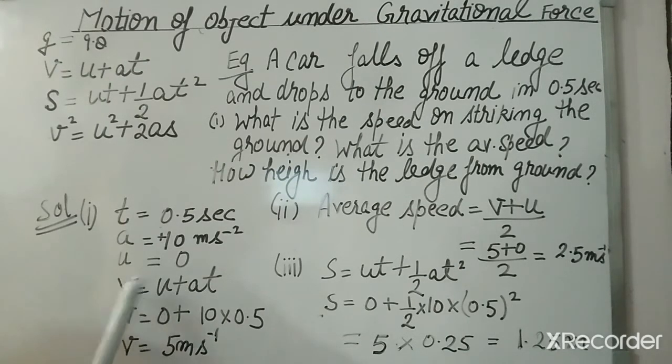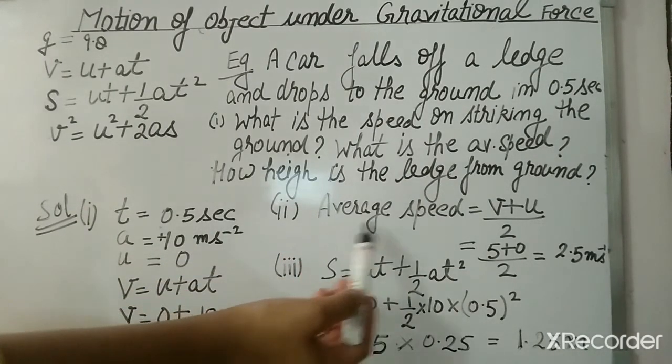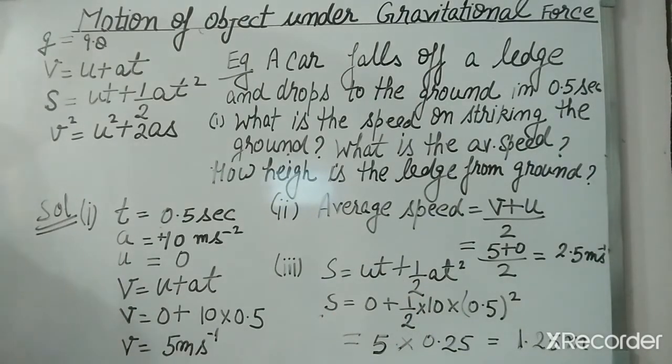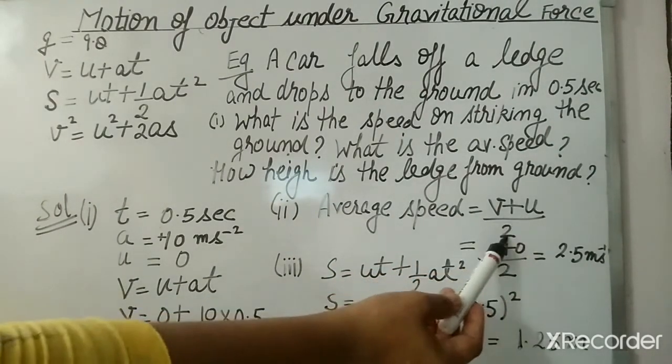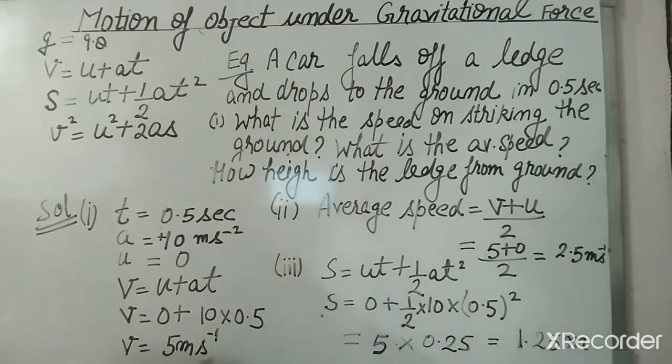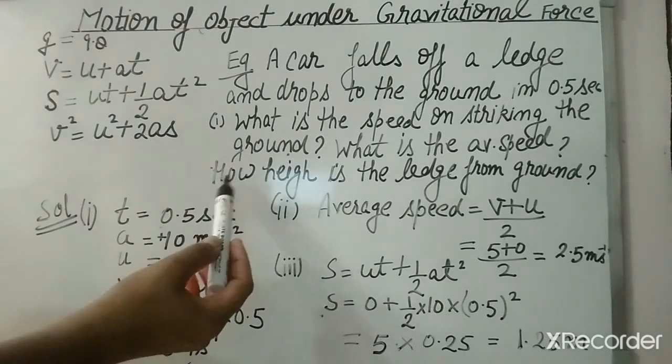To calculate speed, the formula is v equals u plus at. Initial velocity u is 0 plus acceleration 10 times time 0.5, so the speed is 5 meter per second. Now we have to calculate average speed. Average speed is the sum of initial velocity plus final velocity divided by 2. Initial velocity is 0 and final velocity we have already calculated as 5, so it comes to 2.5 meter per second.